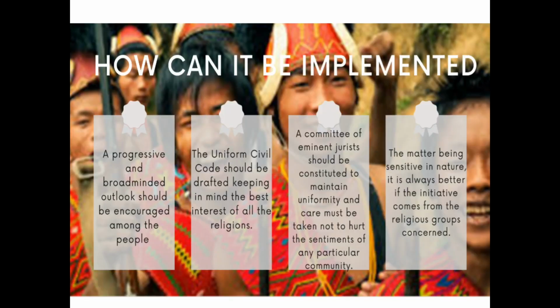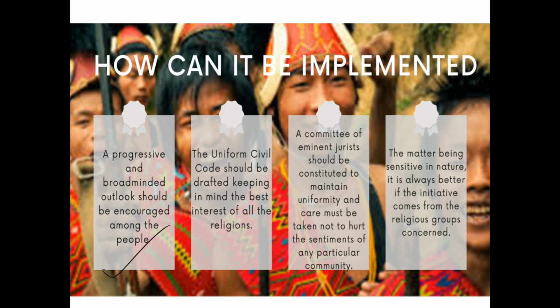So we have discussed all the benefits as well as difficulties in implementation of UCC. However, if a country like India happens to have a uniform civil code, it's a big question. It will be very difficult, but if we somehow manage to formulate a uniform civil code, how can it be implemented? First thing, the whole concept should be very progressive and broad-minded, so that it can encourage the young people of India to welcome it with open arms.